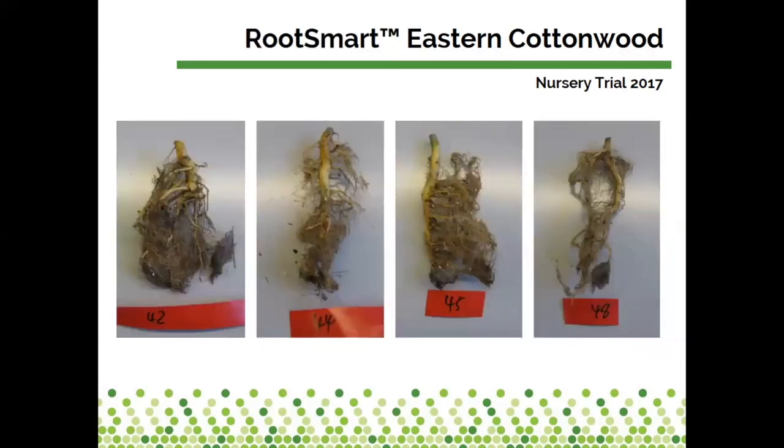And then in the RootSmart seedlings, we tended to see more of a main taproot that got air pruned quite nicely at the bottom, and then formed some lateral roots moving up that taproot and air pruning actually reasonably nicely despite the pretty wet conditions throughout most of the growing season.